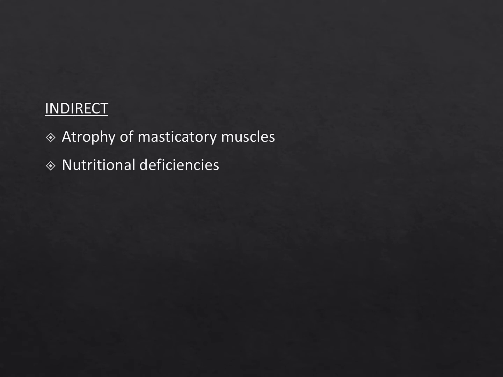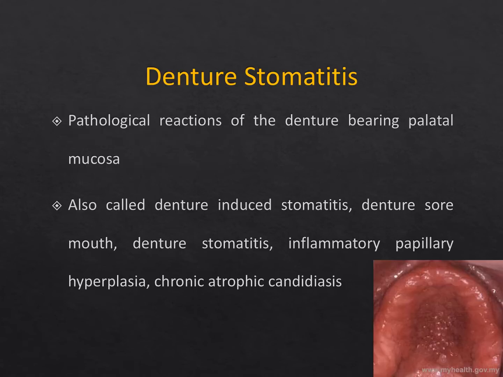So, what are the indirect consequences of wearing complete dentures? These are namely atrophy of the masticatory muscles, reduced vertical dimension or poor facial support from the dentures, and nutrition deficiencies due to wearing ill-fitting or poorly fitting dentures that are not suitable for mastication and may result in nutritional deficiencies because the patient is unable to chew the food properly.